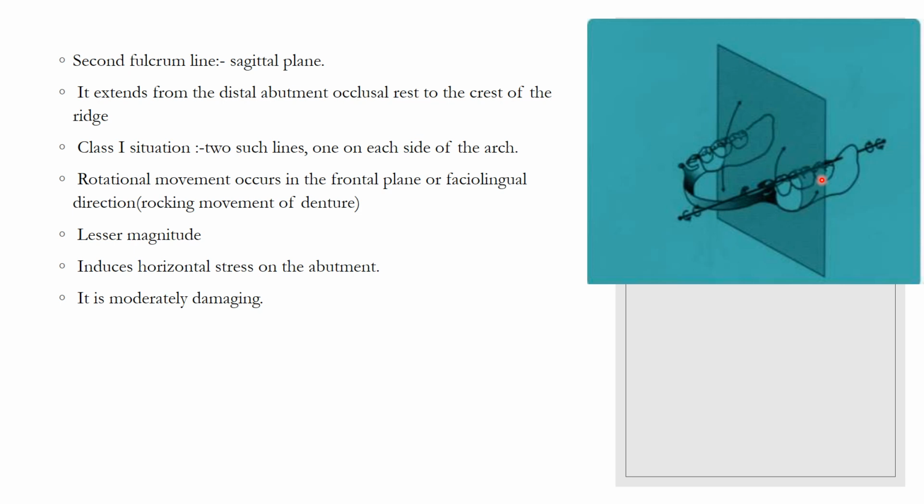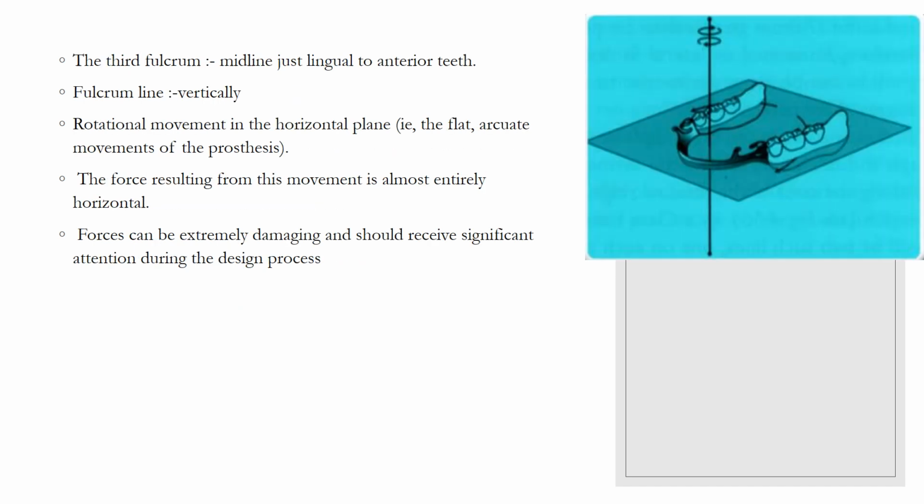Rotational movements occur in the frontal plane, or facial-lingual direction. So it can cause the movement of the denture, the rocking of the denture, basically. It has lesser magnitude, and it induces horizontal stress on the abutment teeth, guys. So it is moderately damaging.